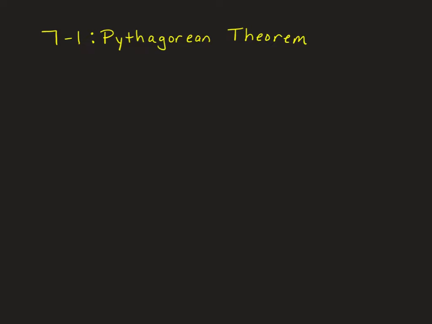Lesson 7.1, Pythagorean Theorem. We're beginning a new unit that deals with right triangles. If you're given two of the three sides of a right triangle, you can always find the third side by using this formula, the Pythagorean Theorem.